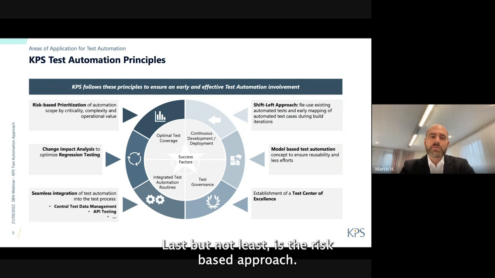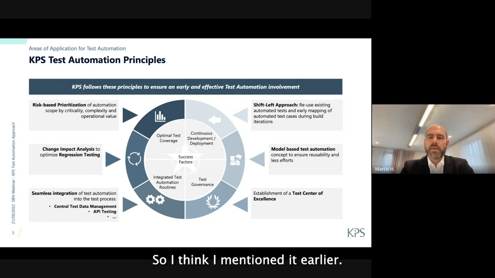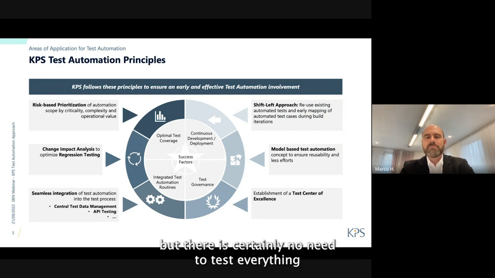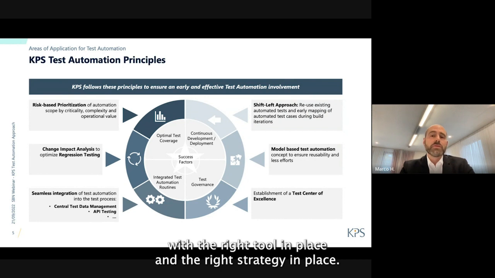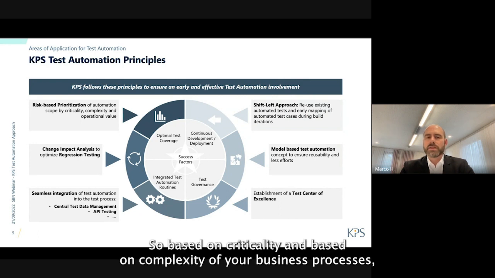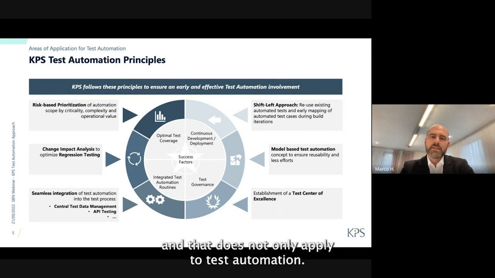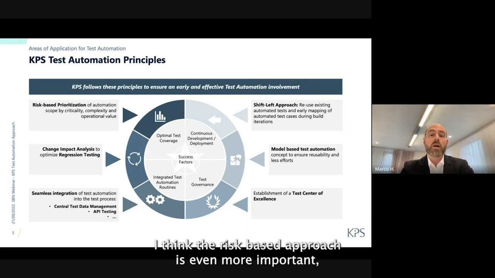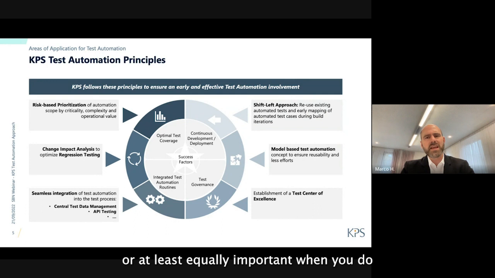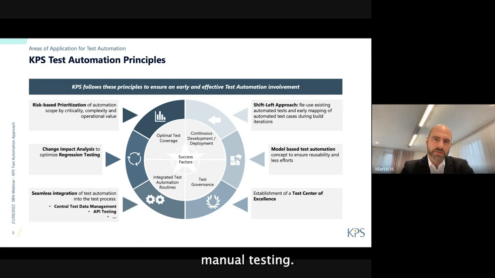Last but not least is the risk-based approach. So I think I mentioned it earlier. The thing is, you can test everything, but there is certainly no need to test everything. With the right tool in place and the right strategy in place, you can do it risk-based. So based on criticality and based on complexity of your business processes, you can identify what you need to test. And that does not only apply to test automation. I think the risk-based approach is even more important, or at least equally important, when you do manual testing.